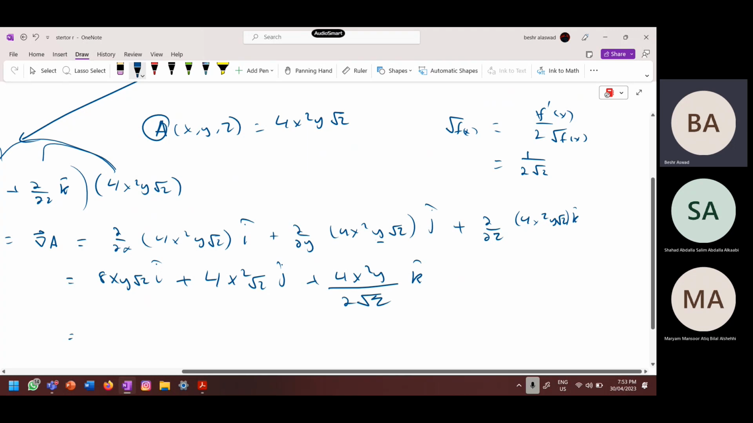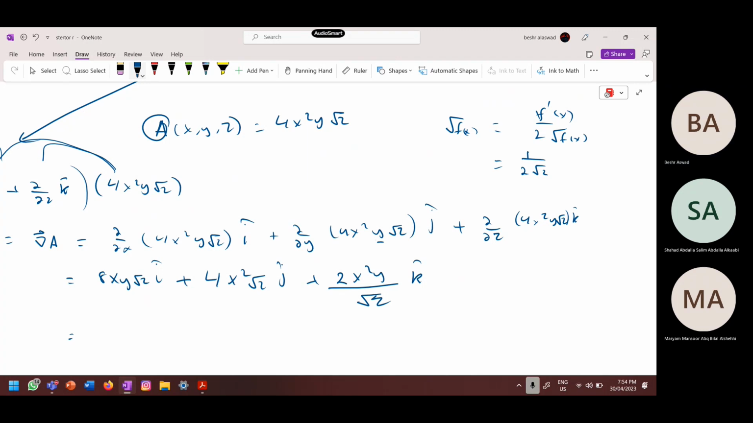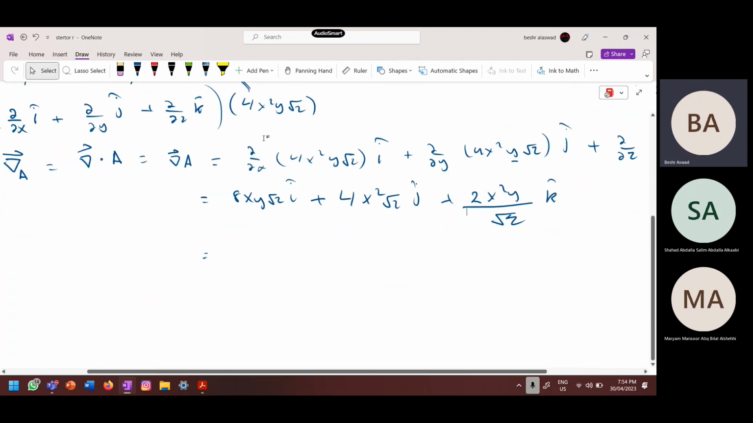Simplify this if you can. As for here, we can have just a simple simplification just by canceling these two and writing a 2 here. To rewrite it, I don't want to rewrite it, I'm too lazy for that. Just do this. Okay, that's the gradient of function a.